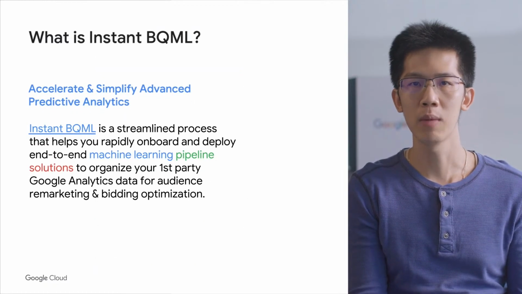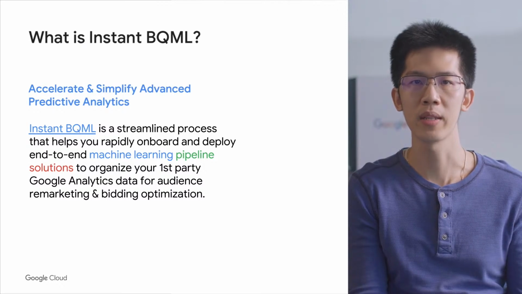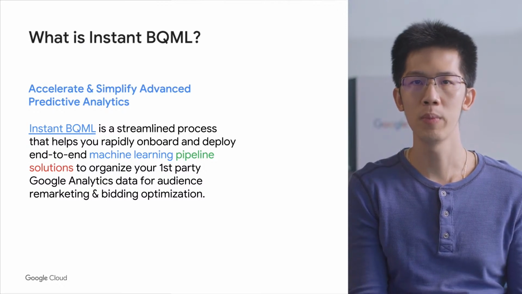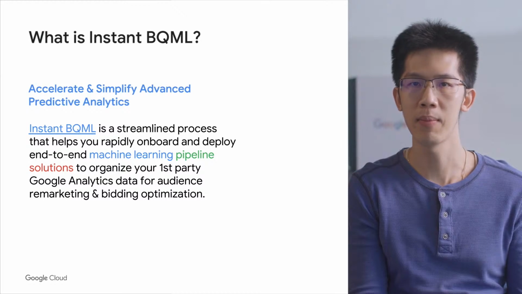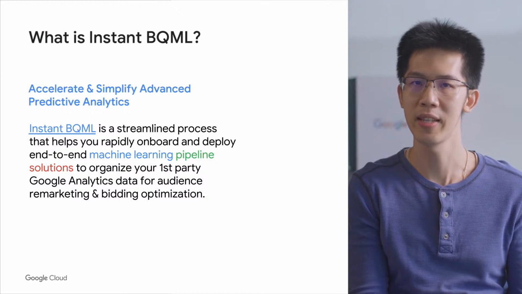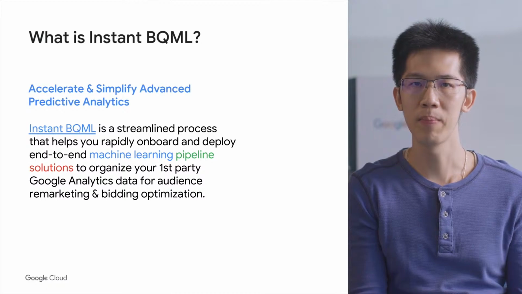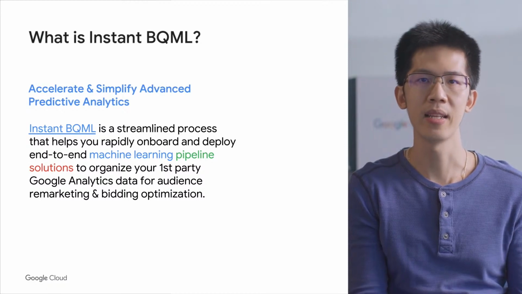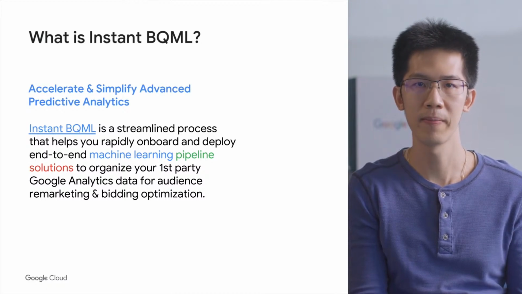Instant BQML helps streamline the entire process of connecting the Google Analytics data, automatically building a custom machine learning pipeline with BigQuery ML, and hence the name, to predict the propensity score based on the chosen objective, and then sending the results back to Google Analytics itself.